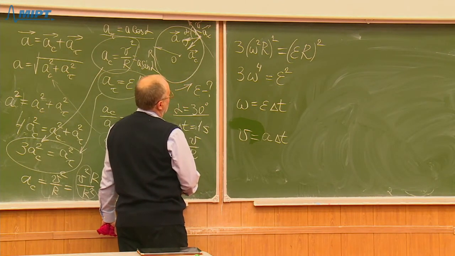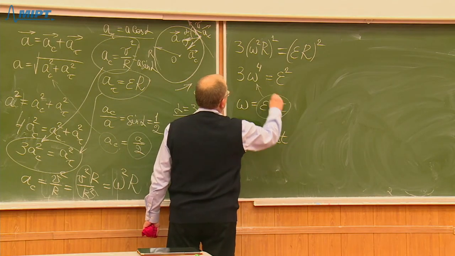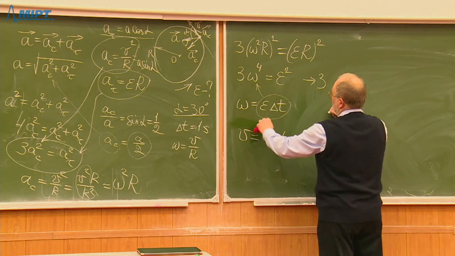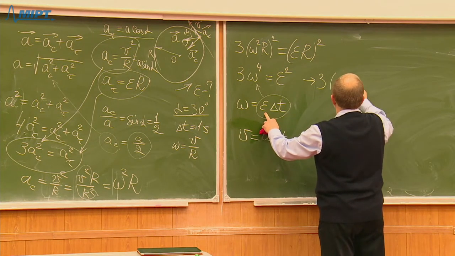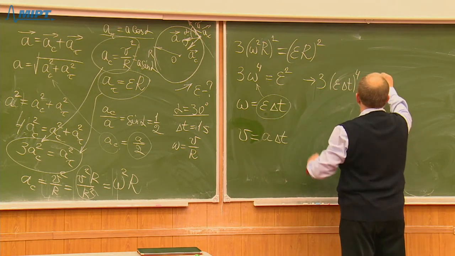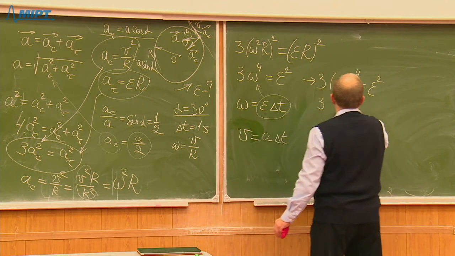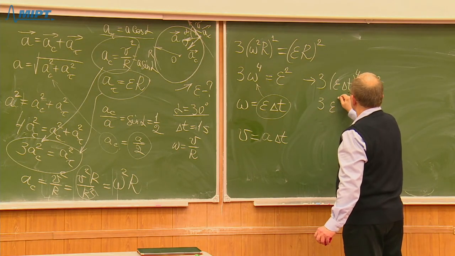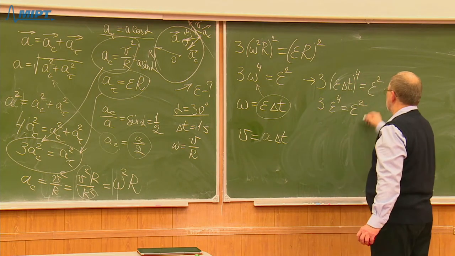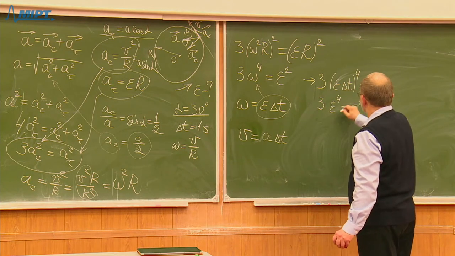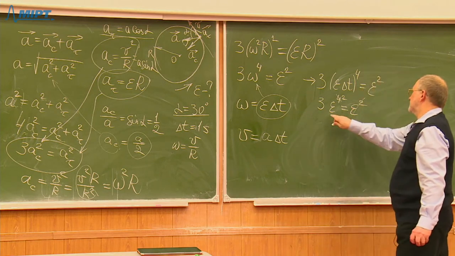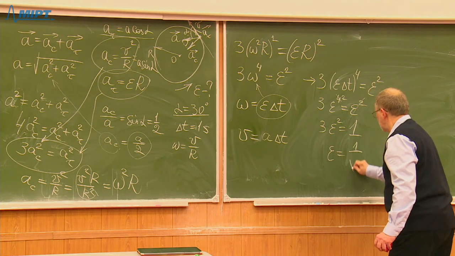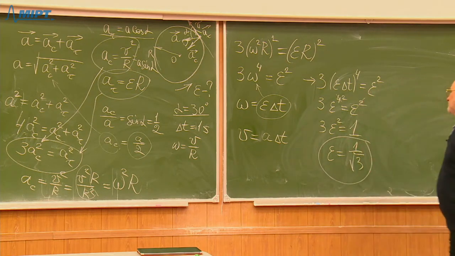So if we use this equation here, we will obtain 3 times omega to the power of 4. That will be epsilon delta t to the power of 4 equal epsilon squared. From here we have 3. Delta t is what? 1 second. So 1 to the power of 4 will be 1. That will give us 3 epsilon to the power of 4 equal to epsilon squared. We can cancel by epsilon squared. We will obtain 3 epsilon squared equal to 1. And epsilon from here equals 1 over square root of 3. That's it, the final answer to the problem.